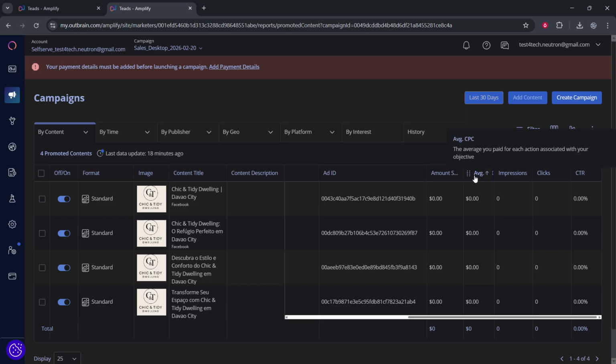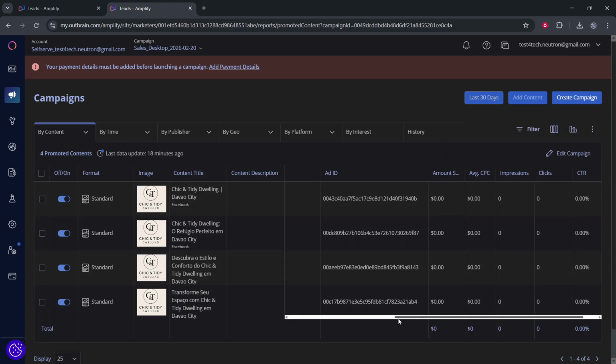If brand reach is your goal, you'll care about CPM, or cost per thousand impressions. CPM helps you understand how efficiently you're buying visibility at scale, which is useful when awareness is the priority.